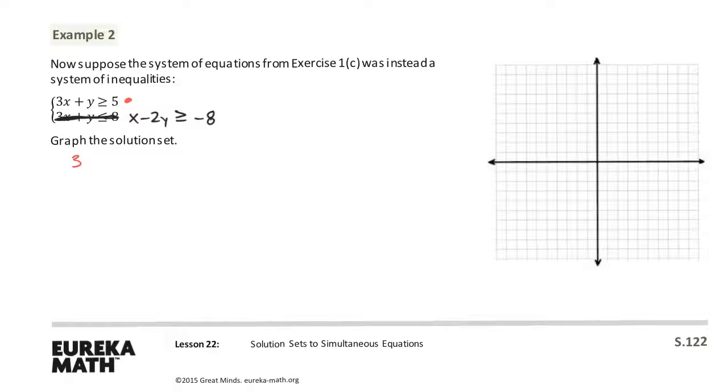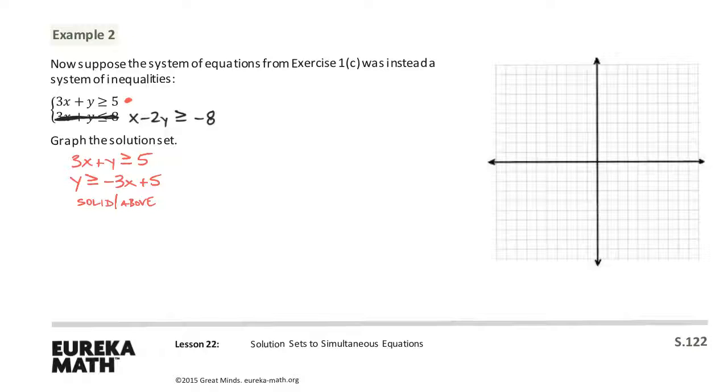I've got 3x plus y is greater than or equal to 5. I want to rewrite this so that it's in y equals mx plus b form. So I'm going to subtract 3x from both sides. So I've got y is greater than or equal to negative 3x plus 5. All right, so let's go ahead and graph that. We've got a y-intercept of 5, and let's use the same strategies as we've done in the past. Greater than or equal to means that we're going to have a solid line, and we're going to be shading above.